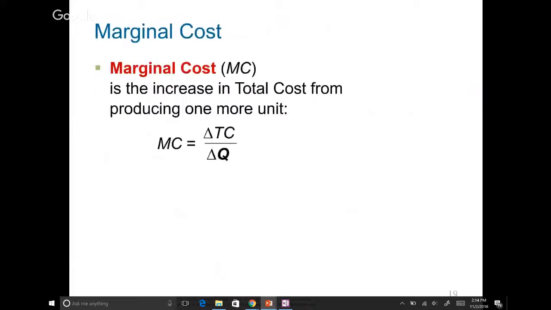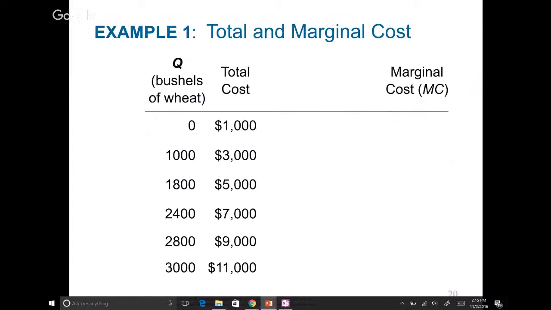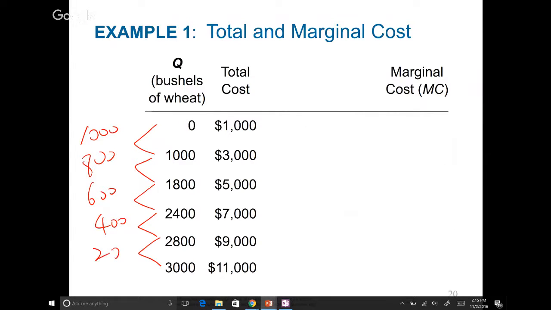Let's keep going. Now, marginal cost is the change in total cost divided by change in quantity. That's your marginal cost. So for this problem, we have our change in quantity on the left. On the left, those are your total quantities. To find change in quantity, again, find the difference. So the change in quantity is going to be 1,000, 800, 600, 400, and 200.